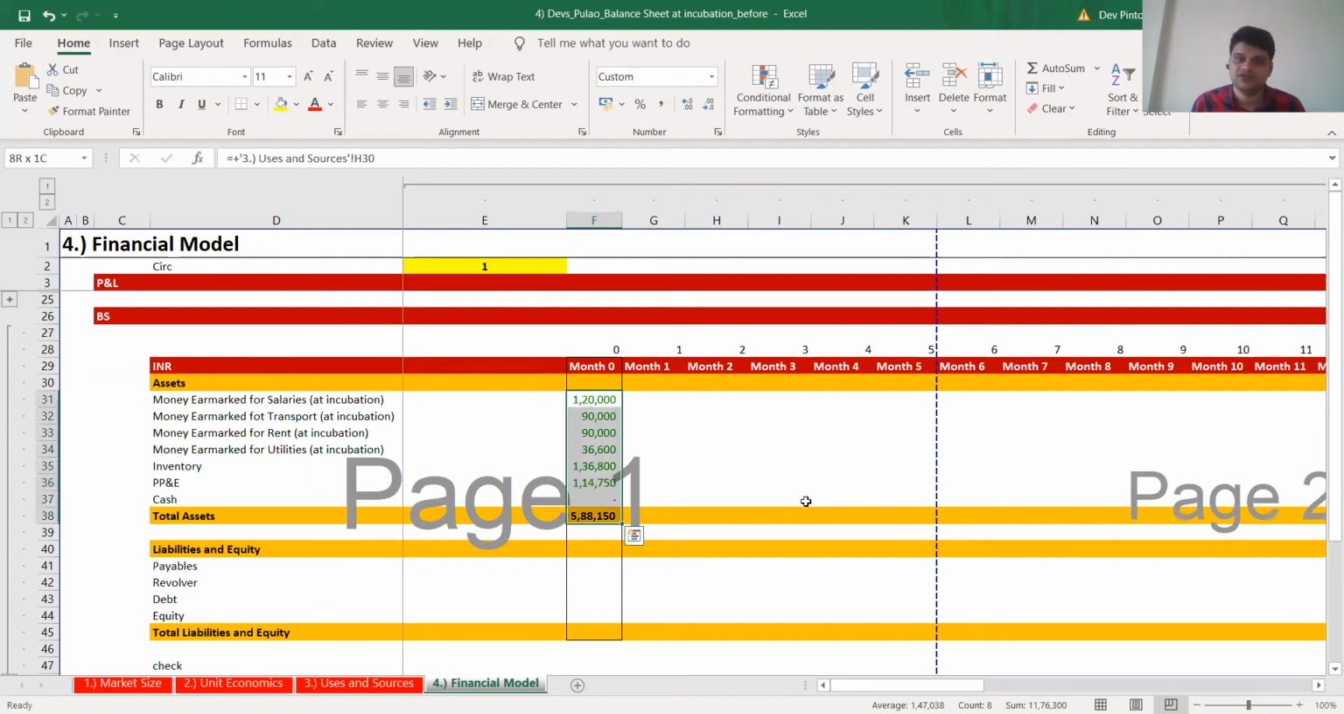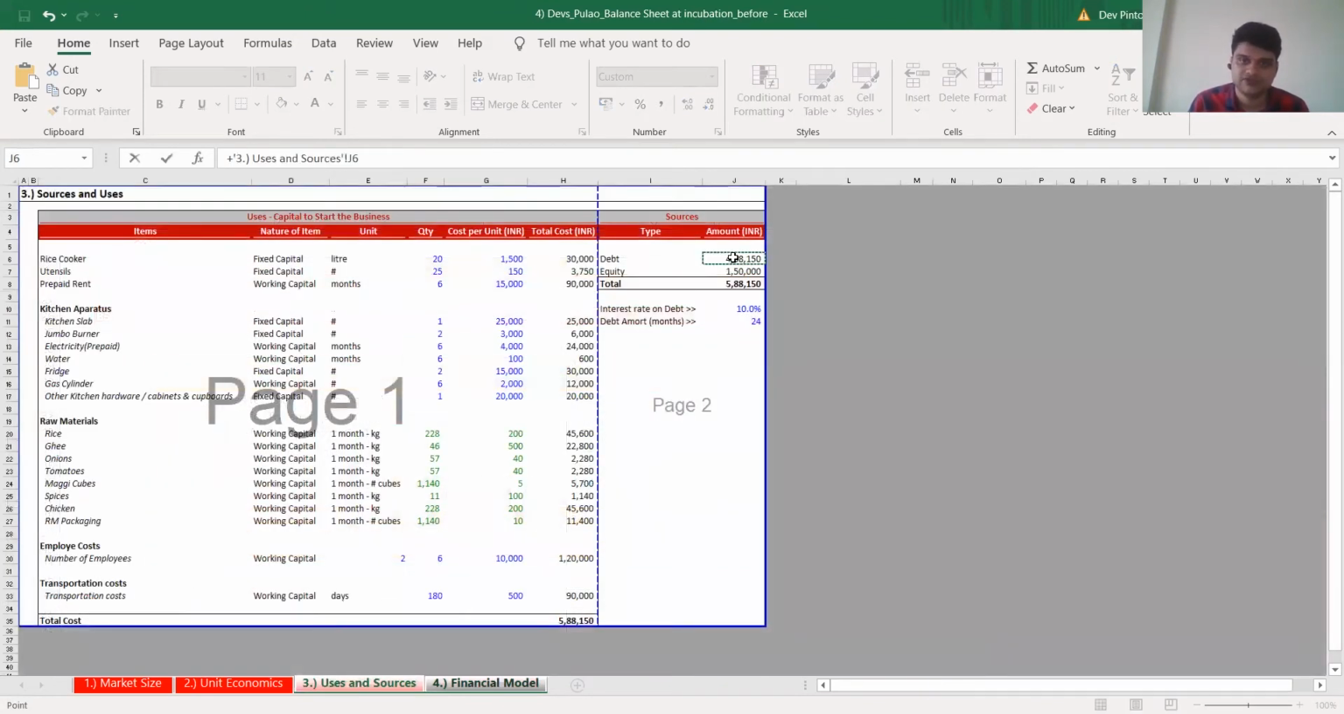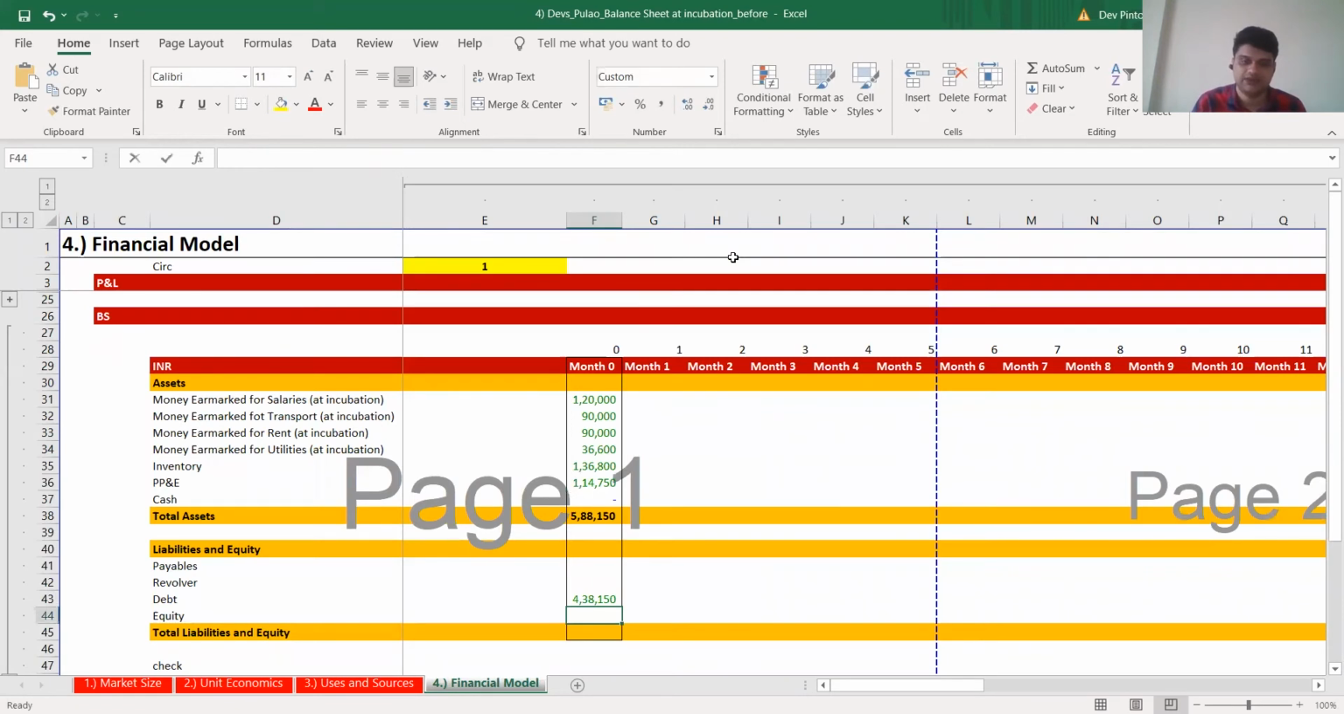So when we purchase this, like I was discussing in the previous video, we're going to have to finance this through debt and equity. So what was the debt amount? 4.38. What is the equity amount?